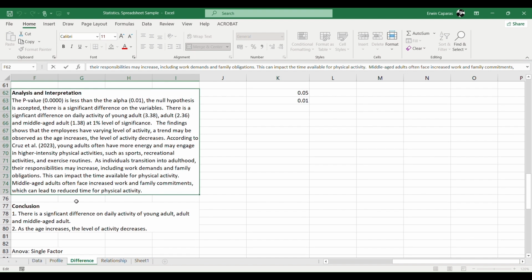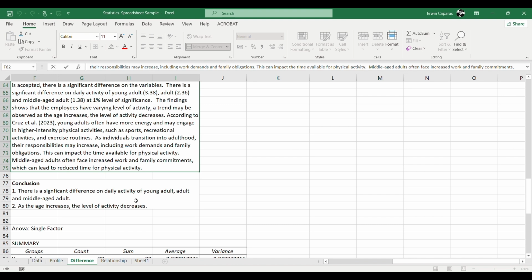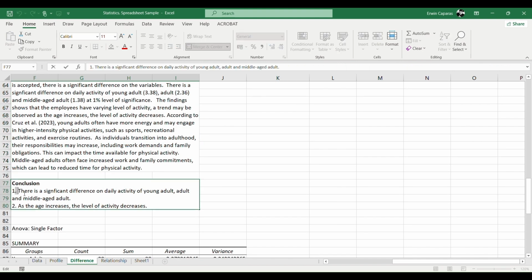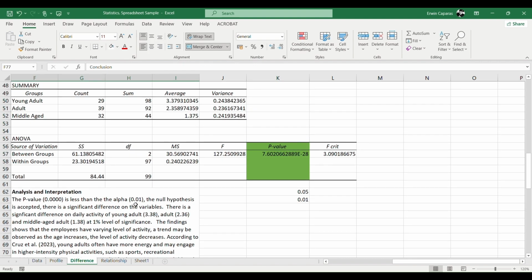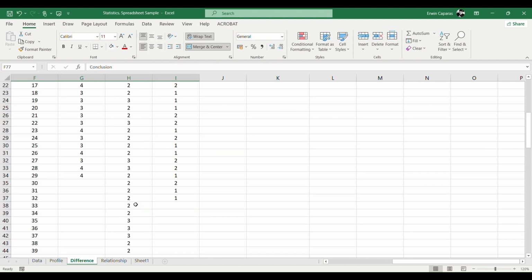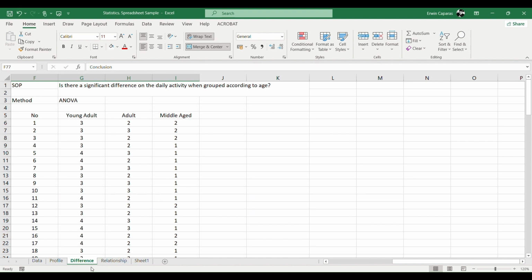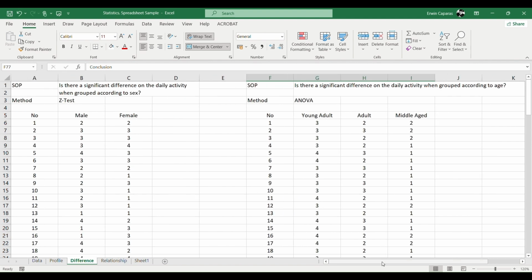So what conclusions can we draw from this analysis and interpretation? Number one, there is a significant difference on the daily activity of young adult, adult, and middle-aged adult. And number two, as the age increases, the level of activity decreases. So that is how we present the conclusion. And that is for significant difference.